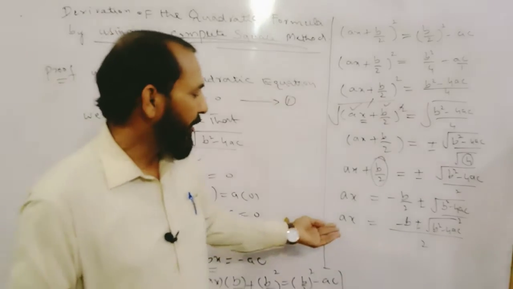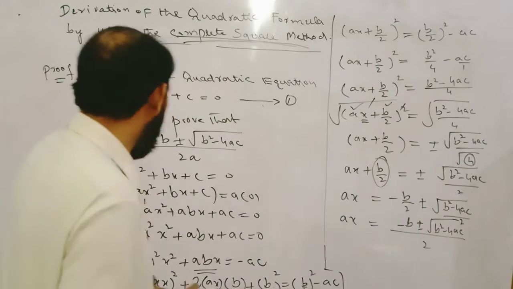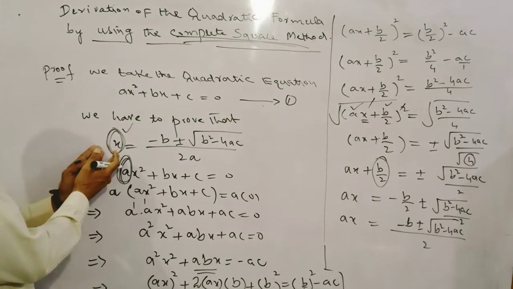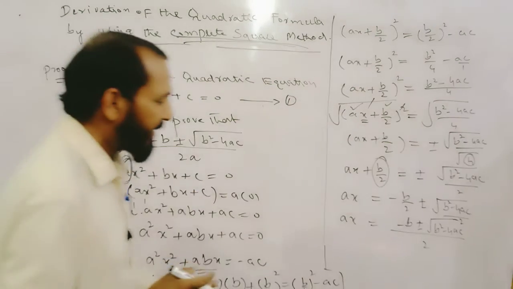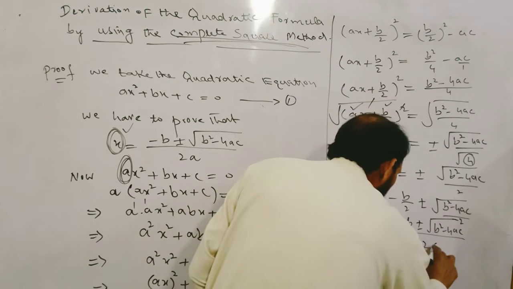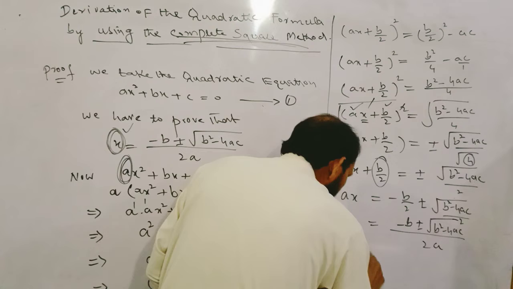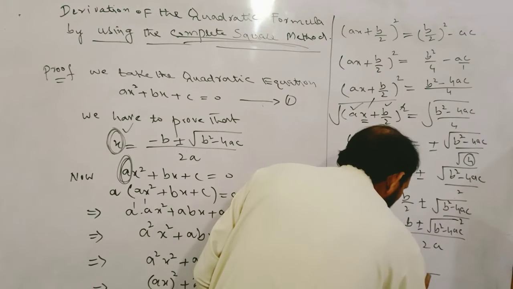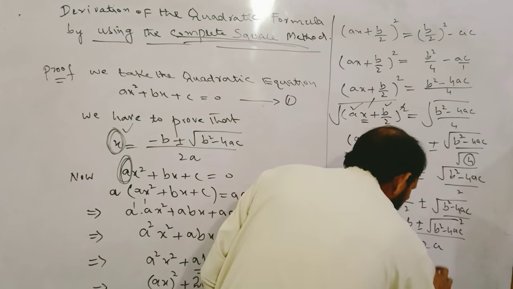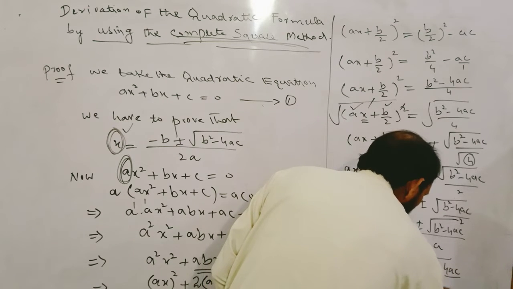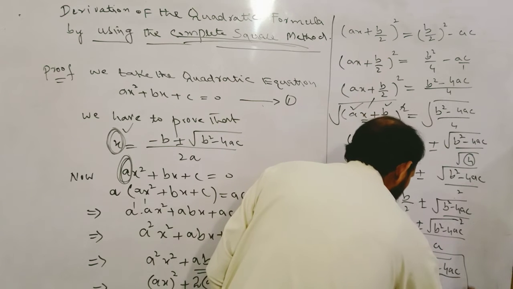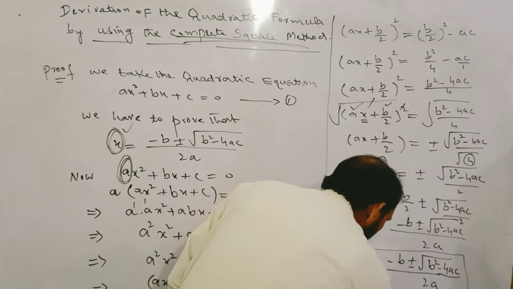After this, we have ax, but we can separate only x on the left hand side. So a is divided on both sides, and the a will be cancelled. So x is equal to minus b plus minus square root of b square minus 4ac over 2a, which is proved.